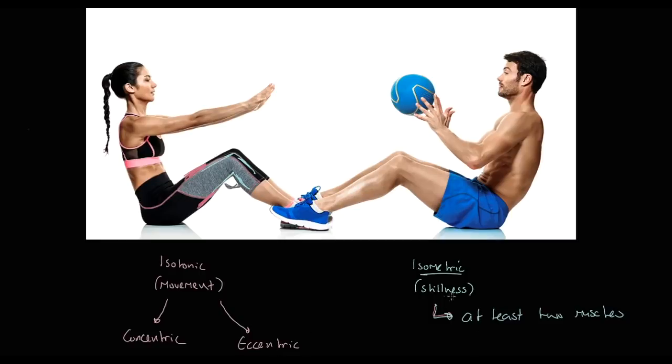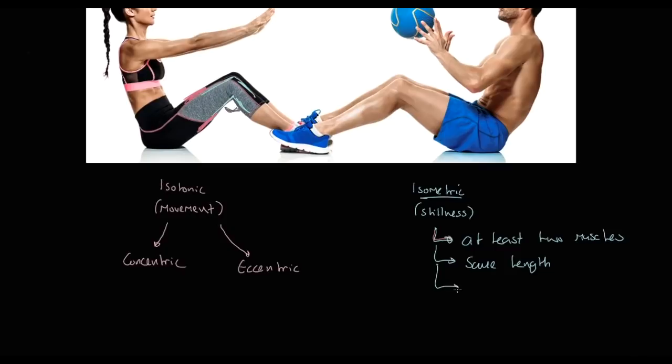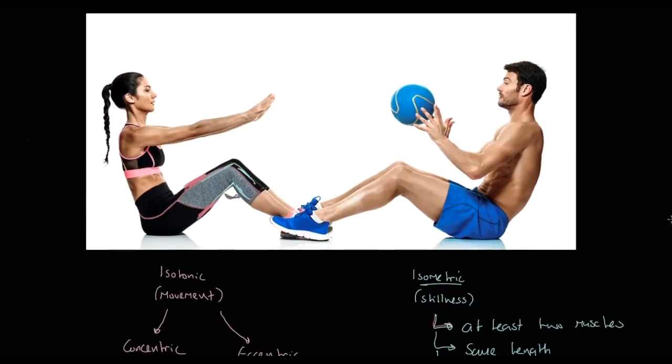So we know isometric is stillness. Let me also add in there, same length. That's literally what iso-metric, equal length, means. The muscles, at least two at a time, remain the same length. And in here, we tend to find that we're talking about some kind of balance, and often some kind of ready position. In that case, I was talking about the female performer there. She's in the ready position in the sense that she's ready to receive the ball back. So let's focus on her.